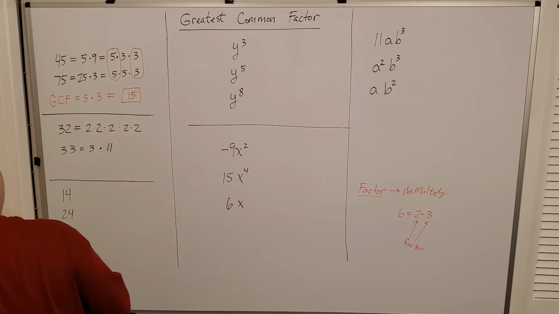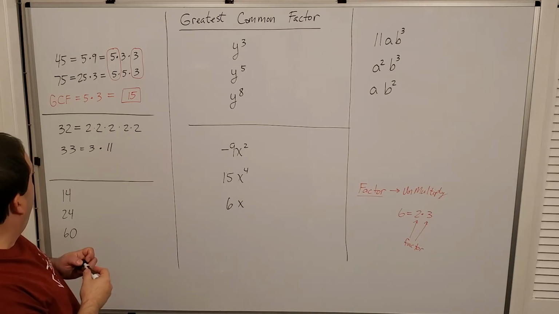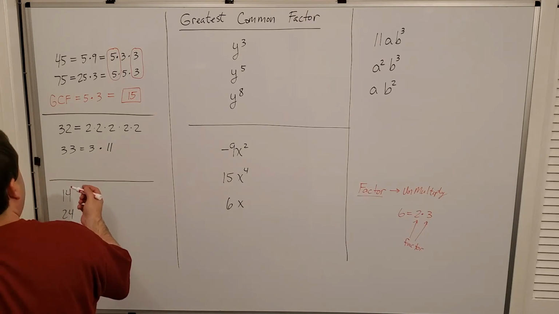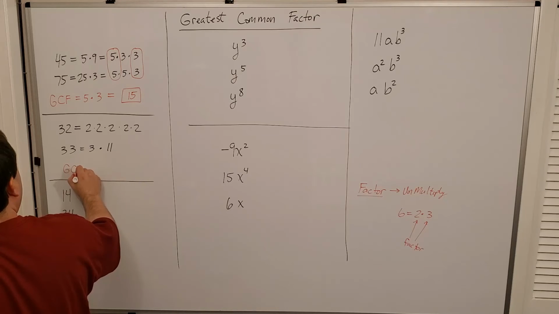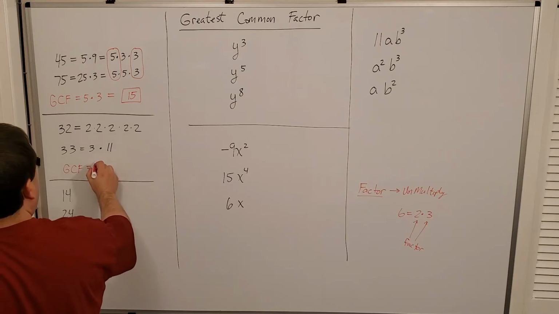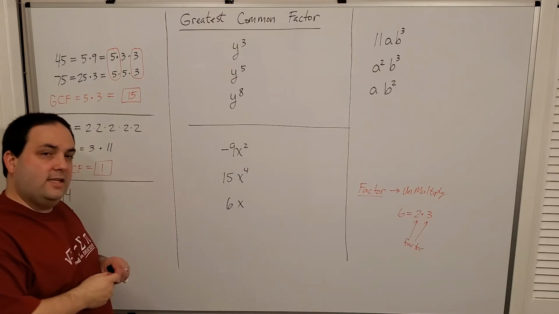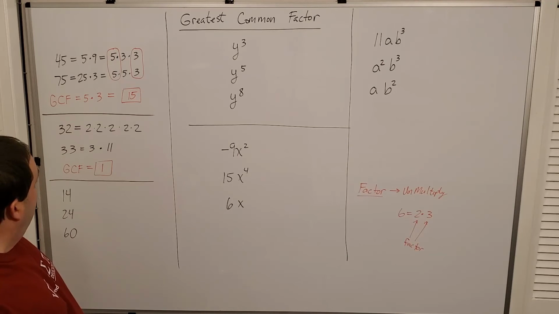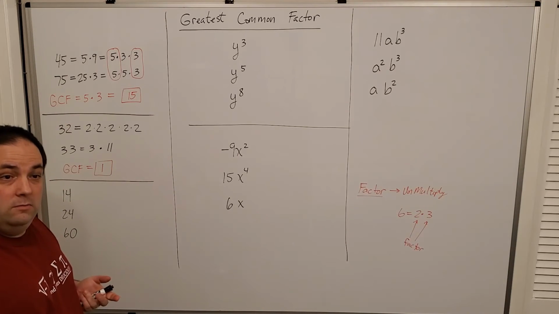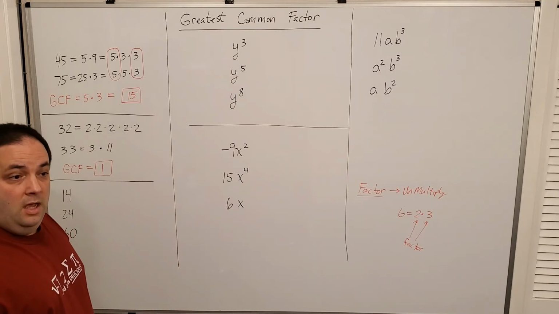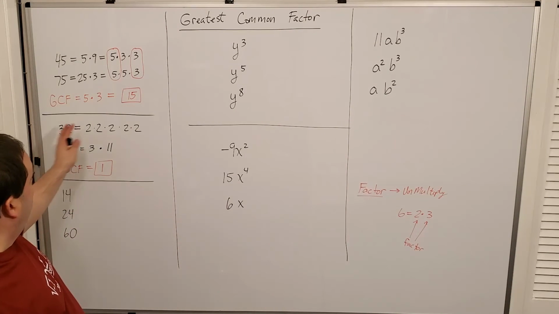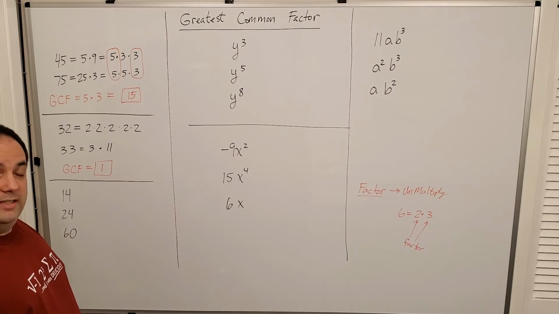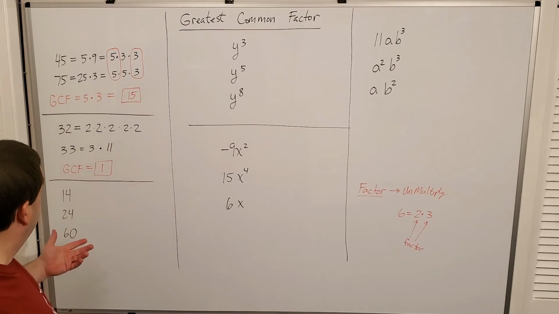33 is 3 and 11. Well, they don't have any factors in common. What does that mean? That the GCF is 1. 1 is going to be the largest number that will divide evenly into both 32 and 33. Because 1 divides into everything, right? Anything divided by 1 is itself. That's a guarantee. So if they don't have anything in common, your GCF is just the number 1, because everybody has 1 as a factor. We just don't write it.